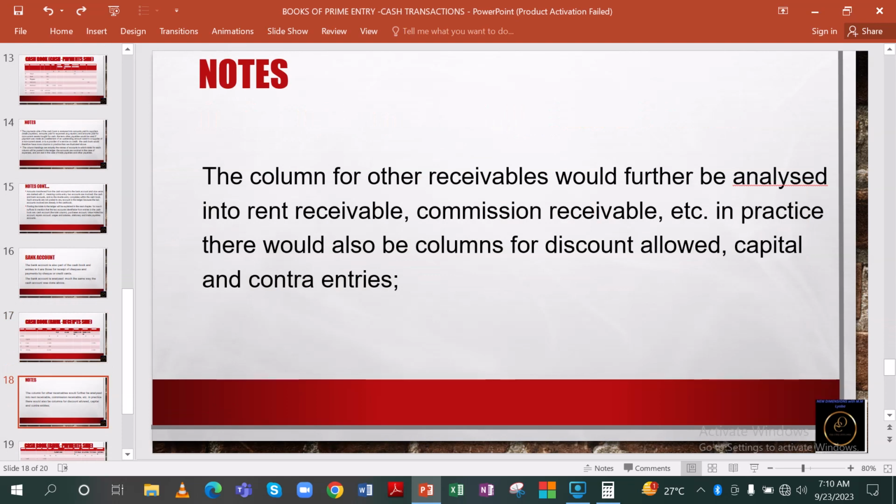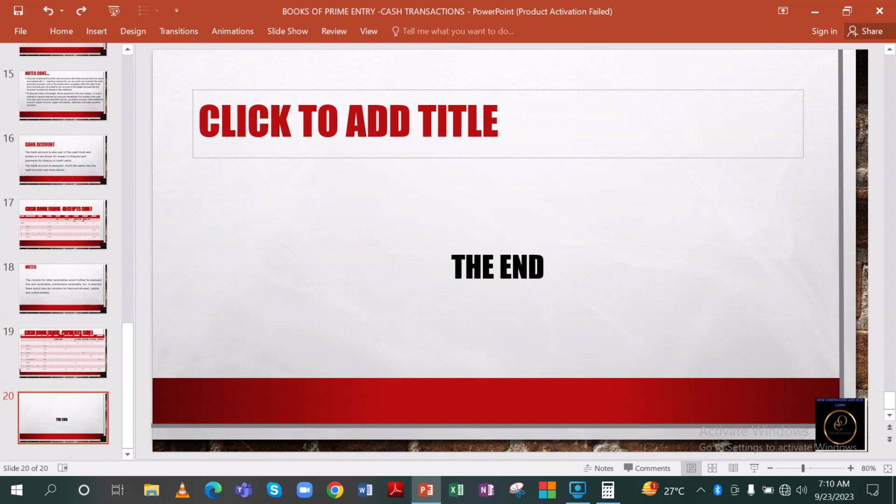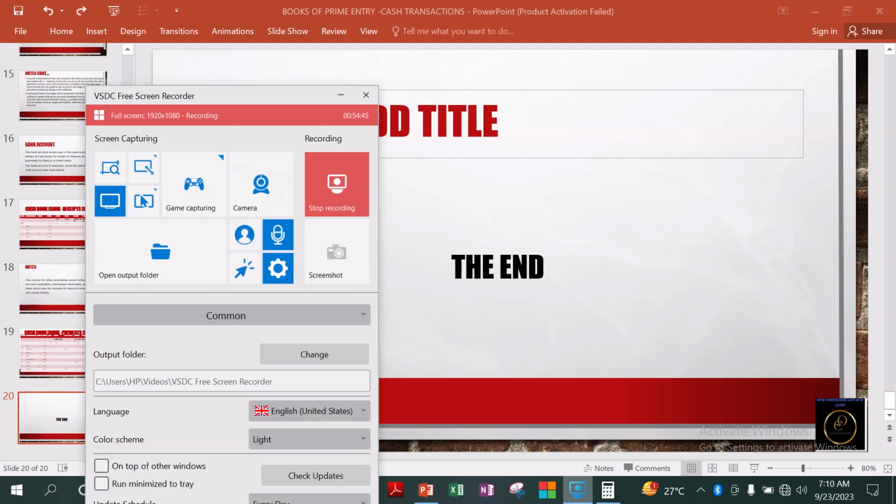Okay, so we looked at the receipt side. Okay, we looked at the bank side. I think that ends our presentation, which relates to books of prime entry, cash transactions. Okay, so that's what we looked at in terms of this presentation. We looked at earlier on in another presentation, I made a presentation on credit transaction. Now today we look at cash transaction as in the books of prime entry.